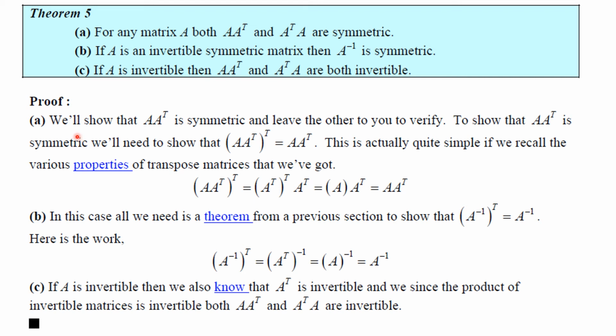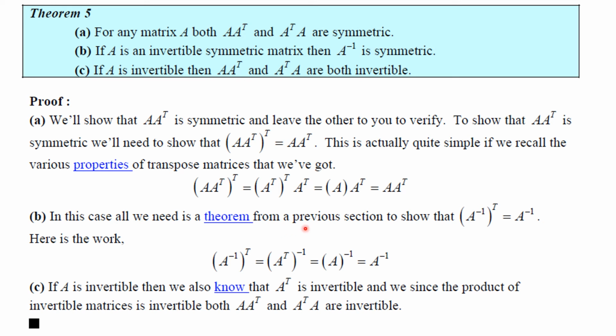Okay, so in part A we'll take a general A, and we'll show that A A transpose is symmetric, and leave the other for you to verify. To show that A A transpose is symmetric, we need to show that the transpose of this matrix is the same as the original matrix. This is quite simple because the transpose of the product is the product of the transposes in the reverse order. But the transpose of the transpose is the matrix itself. And so we get that the transpose is equal to the matrix itself, which is the definition of symmetric.